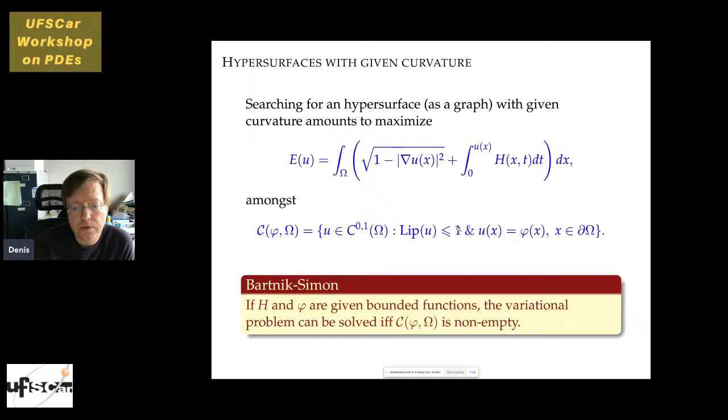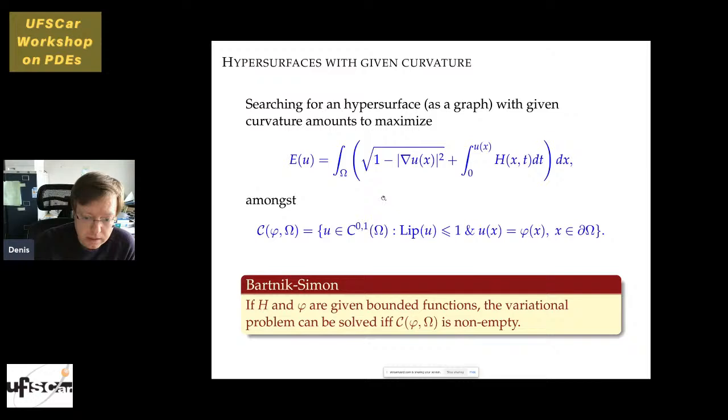And then attached to this, you usually put some boundary conditions. So you say u of x is equal to some prescribed phi of x on the boundary. Okay. Now, an old result by Bartnik and Simon told you that as soon as this set C is non-empty, then there is a critical point of this energy functional, and the critical point will be a maximum point, a maximizer. Okay.